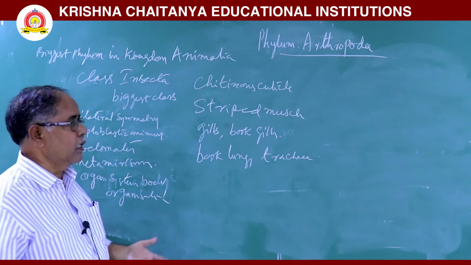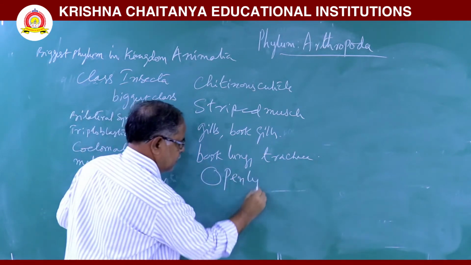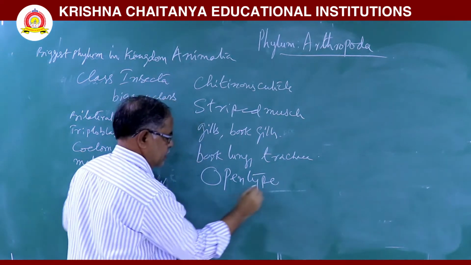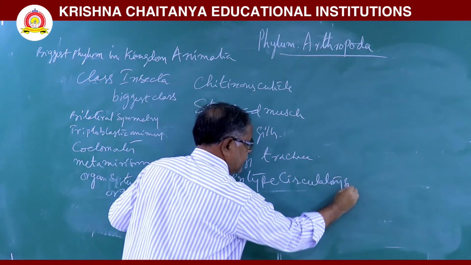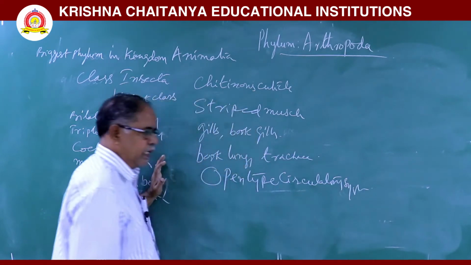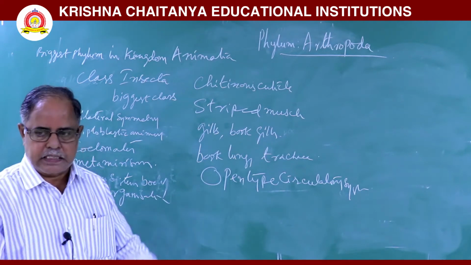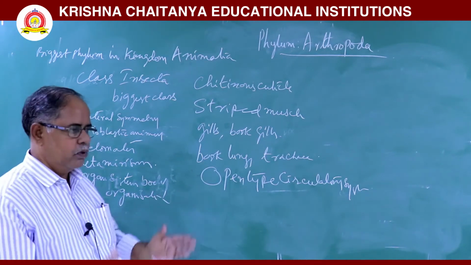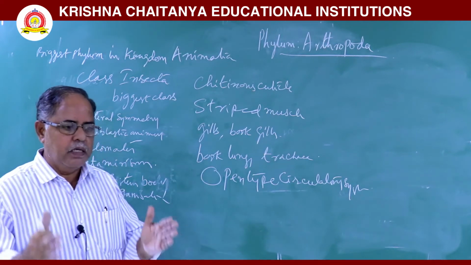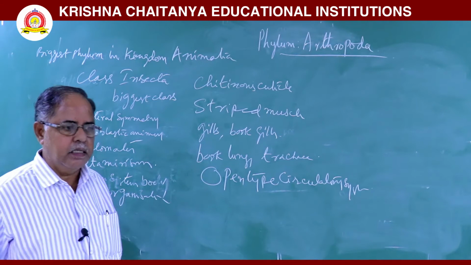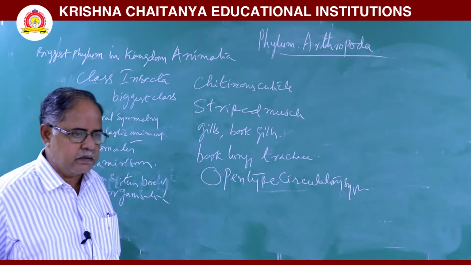Next, in this animal, an open type circulatory system is there. Open type circulatory system means blood flows freely in empty spaces, sinuses. That type of circulatory system is called an open type circulatory system. Next, the heart is present on the dorsal side.